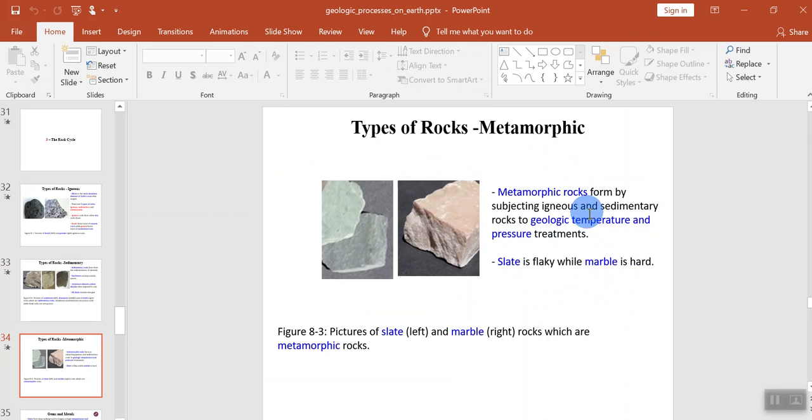Metamorphic rocks, that's if you take an igneous or sedimentary rock, it gets subducted deep down into the earth and forms metamorphic rock, under high pressure and high temperature. This is slate, and this is marble.